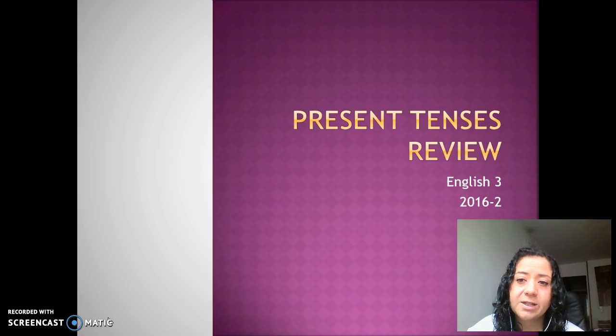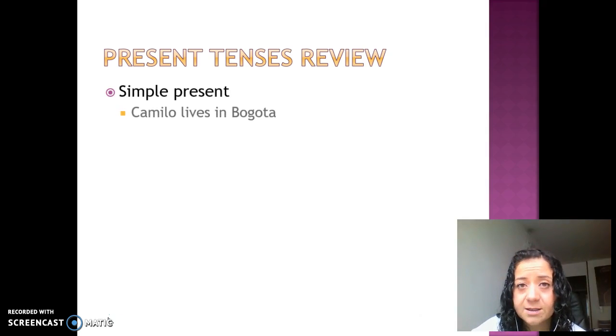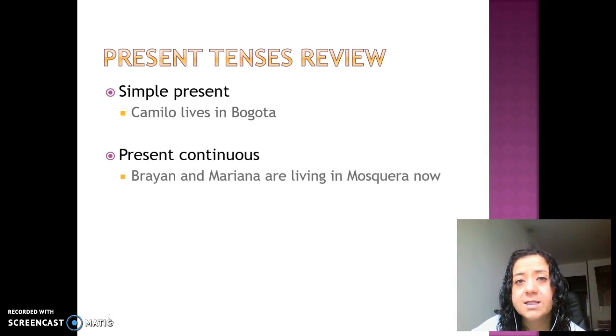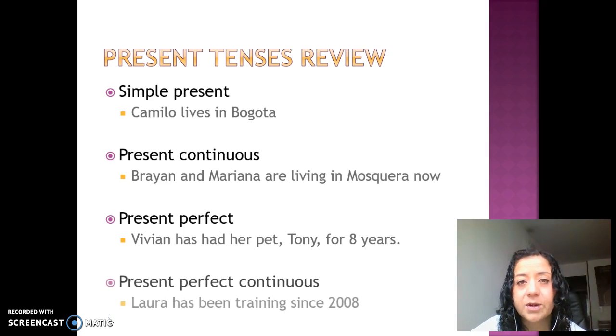In the present tenses review, what we are going to check is the simple present, as in Camilo lives in Bogota. The present continuous, as in Brian and Mariana are living in Mosquera now. The present perfect, as in Vivian has had her pet, Tony, for 8 years. And the present perfect continuous, as in Laura has been training since 2008.